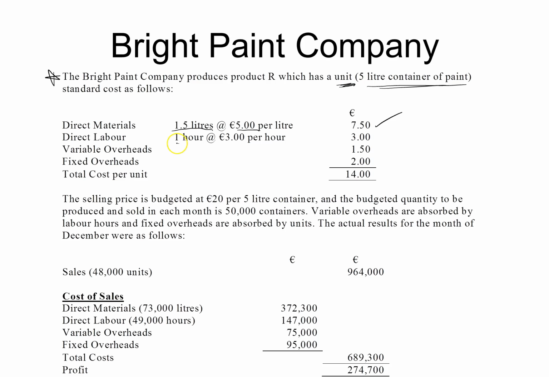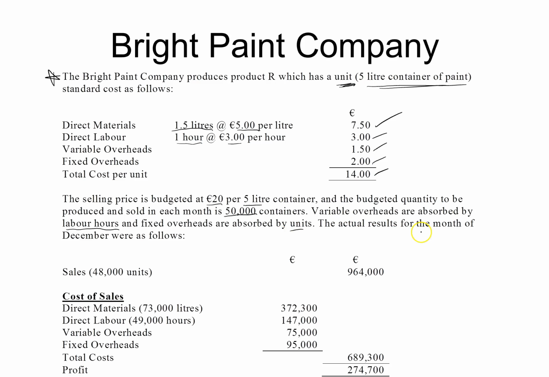The direct labour, it takes 1 hour to make a unit, and the labour is paid €3 per hour, which is €3. Variable overheads come to $1.50. Fixed overheads are €2 per unit, and the total cost per unit is €14. The selling price is budgeted at €20 for each container, that's the unit, and the budget quantity to be produced and sold each month is 50,000 containers. Variable overheads are absorbed by labour hours, now that's generally the case, and fixed overheads are absorbed by units.